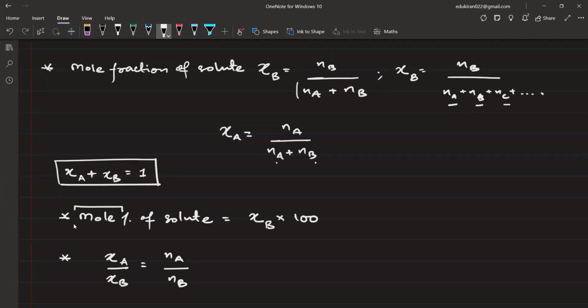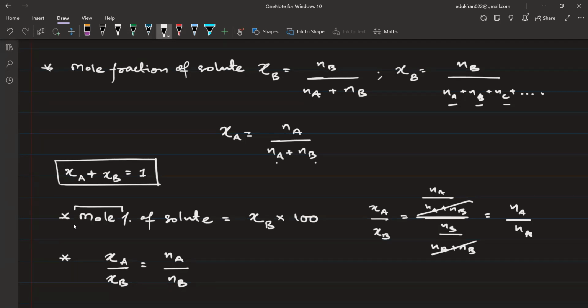Okay. Now one more thing is that if you divide chi A upon chi B, तो यहाँ पे आप देखिएगा क्या होगा. Please see. We have chi A upon chi B. Chi A is equal to Na upon Na plus Nb divided by chi B is equal to Nb upon Na plus Nb. है ना? तो यहाँ से देखिए आप, the denominators will be cancelled like this. Na plus Nb cancel, Na plus Nb cancel. Okay, so this will be equal to number of moles of A upon number of moles of B. So the ratio of mole fraction of solvent upon solute is equal to the ratio of moles of solvent upon solute. Okay, please write this down.